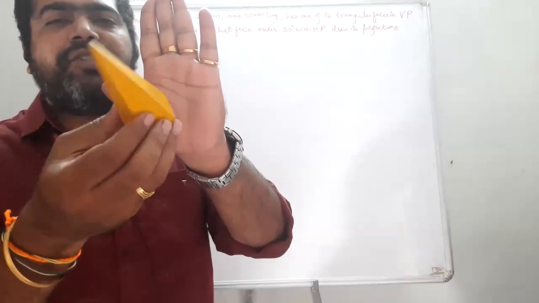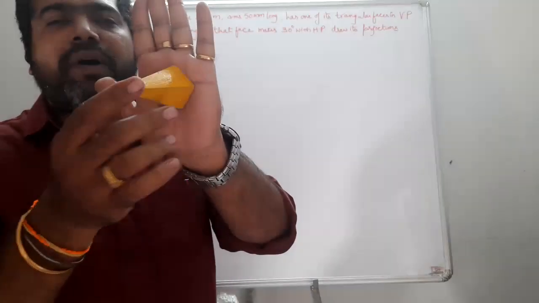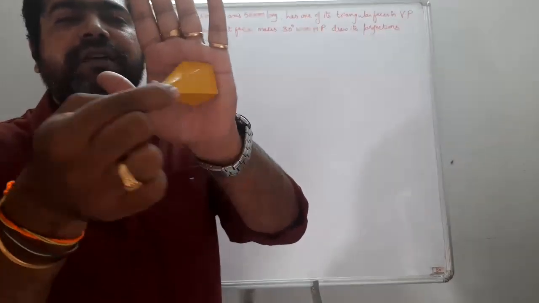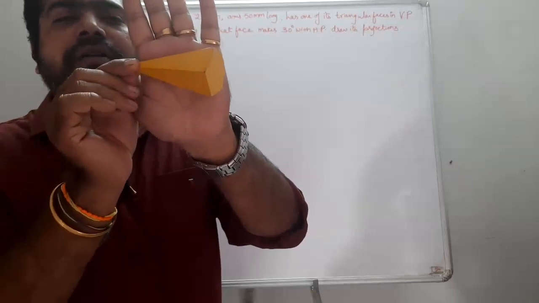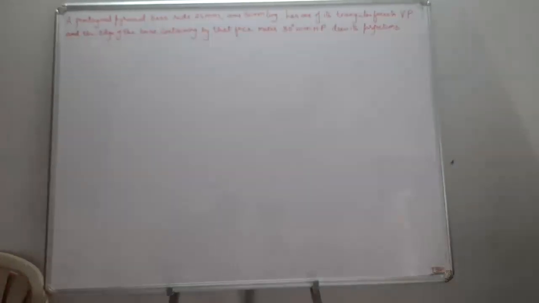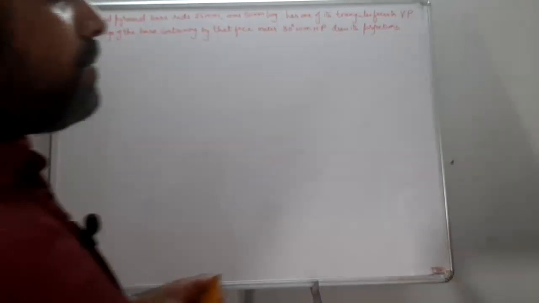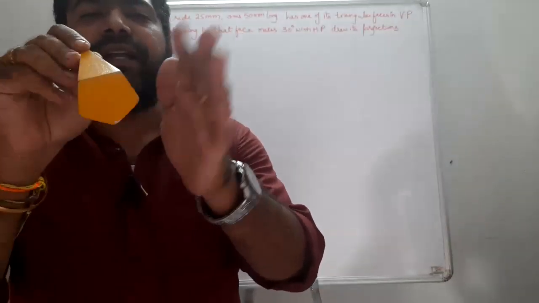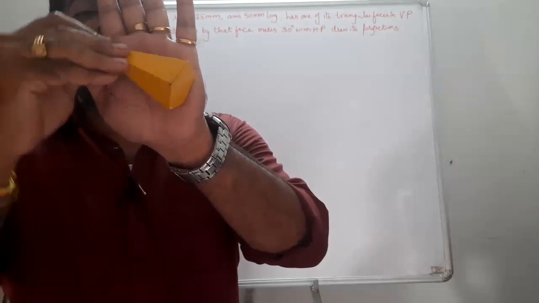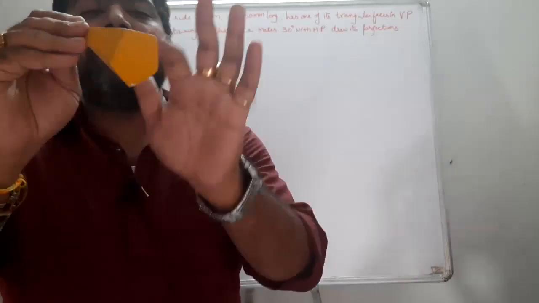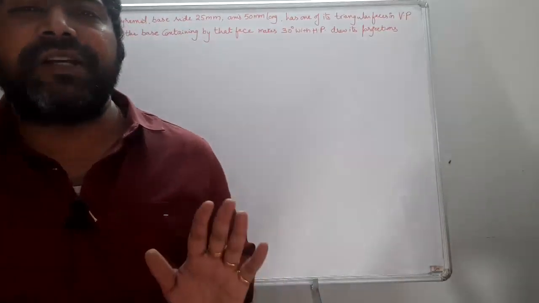So first of all, we assume your axis is perpendicular to VP. Once it is perpendicular to VP, you rotate either in this way or in this way, in such a way that one of the triangular faces comes on the VP, like this. Then only it is possible that the edge containing this triangular face makes an inclination like this with HP in the third stage. Okay, this edge. For that only we assume.